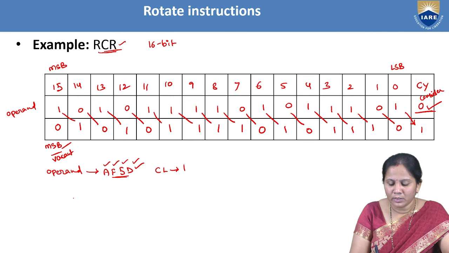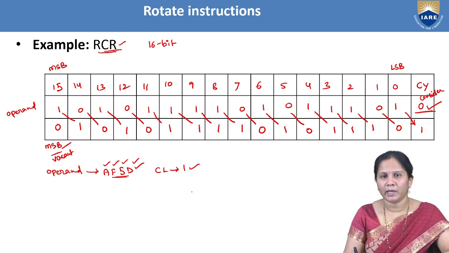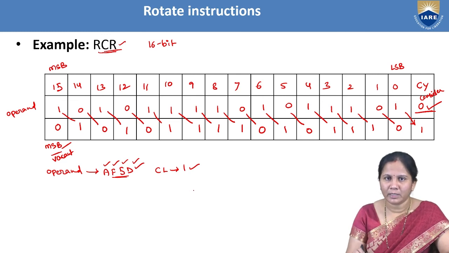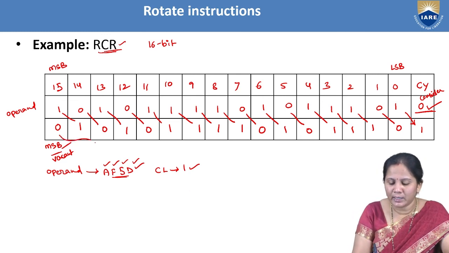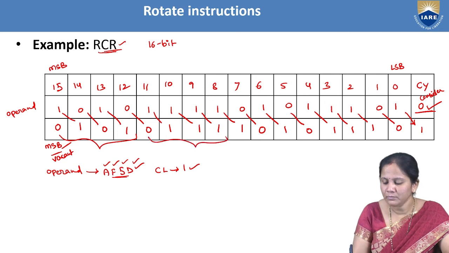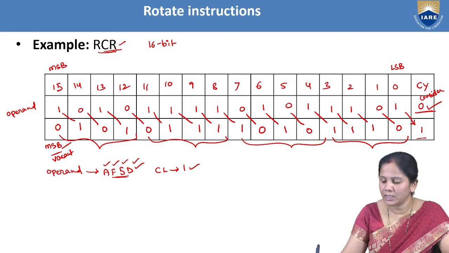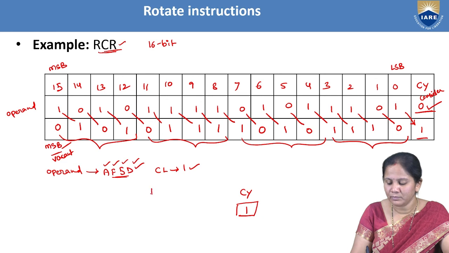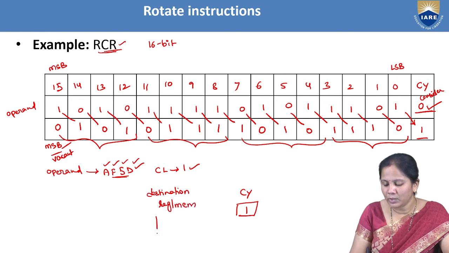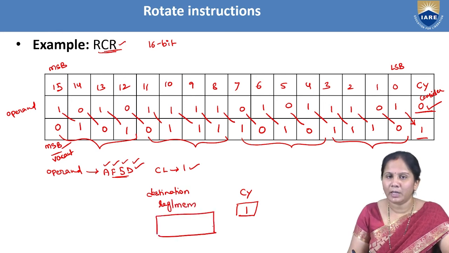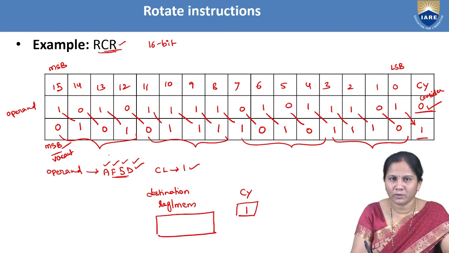Now, after performing this rotate right with the carry operation by 1 bit, that is 1 time, the result will be stored in the destination. So in this case, CY bit will be 1, whereas in the destination, it may be either register or memory location. Okay. So here the value will be hexadecimal equivalent of this binary value.